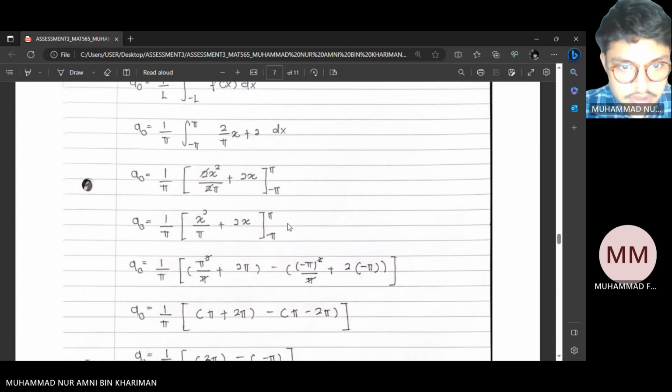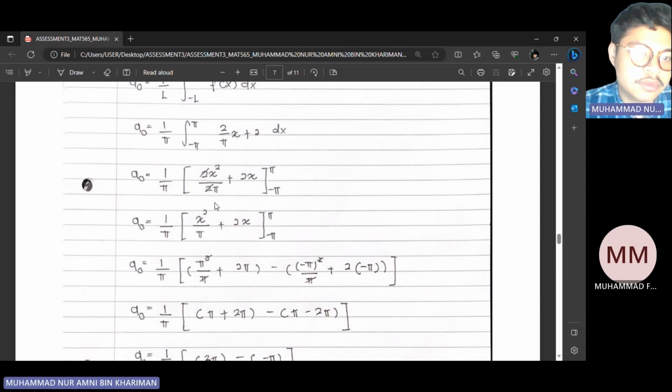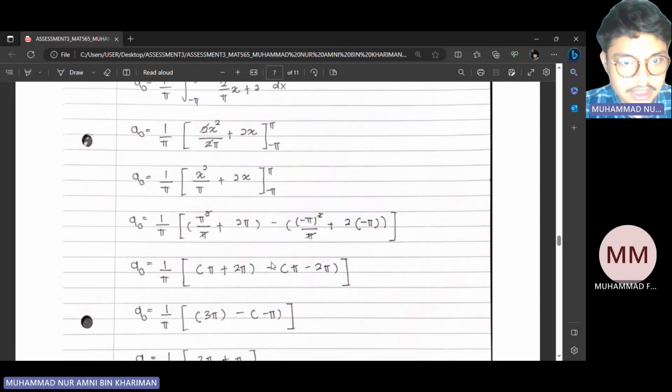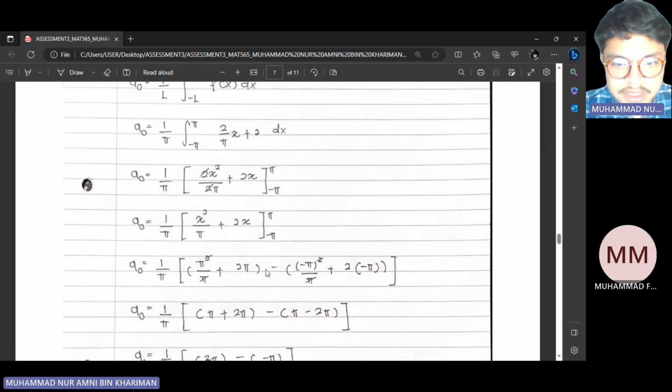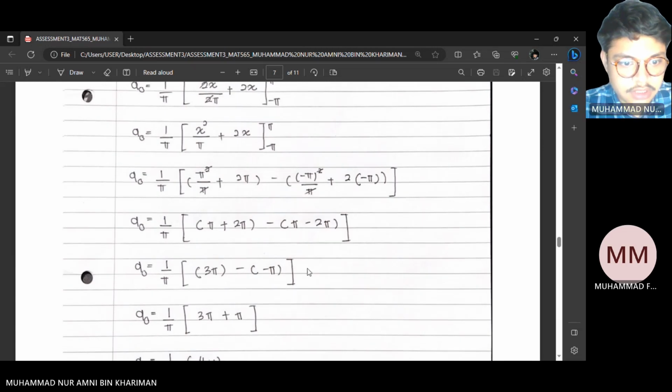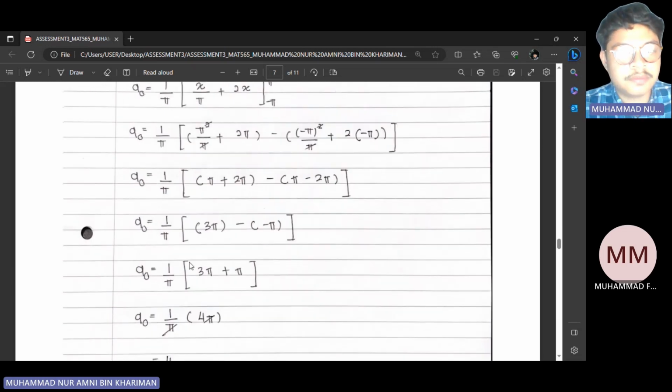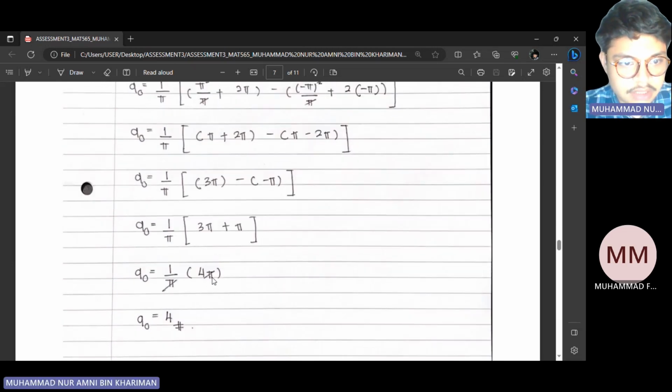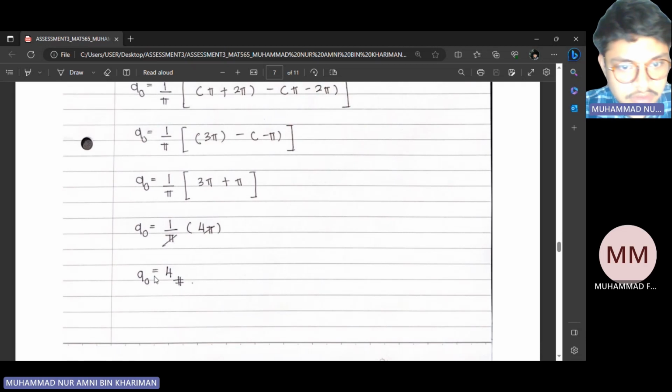Once you put in the value, you integrate and come up with x squared over pi plus 2x. Then you just sub in the values of pi: pi squared over pi plus 2 pi, minus, negative pi squared over pi plus 2 times negative pi. Then you simplify until you get a naught equals 1 over pi times (3 pi plus pi). You can cancel out the pi, and the final answer for a naught is 4.